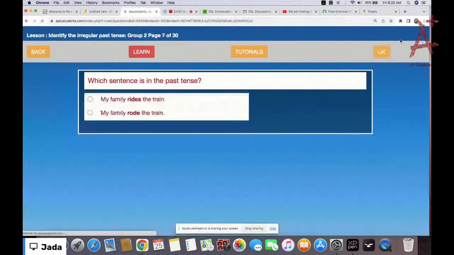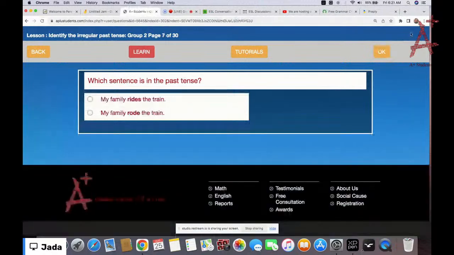Okay, so I do hope that you all understand this. This is also like the last test, and it's basically very easy. You just need to follow the steps. Like this: my family rides the train. So ride is the present, and rode is the past tense. So rode the train. So that's how it's done. Now we'll move on to the next lesson.